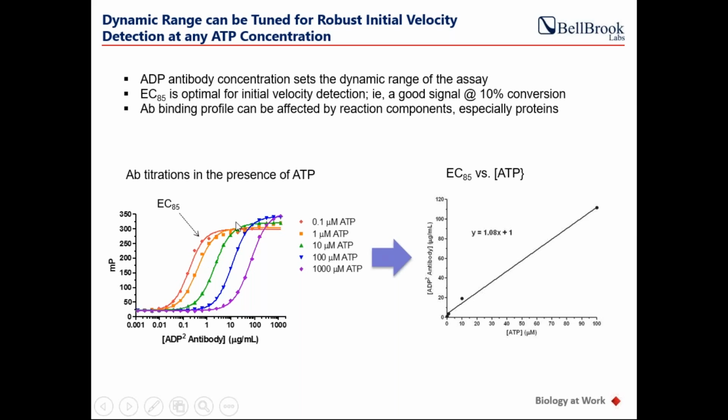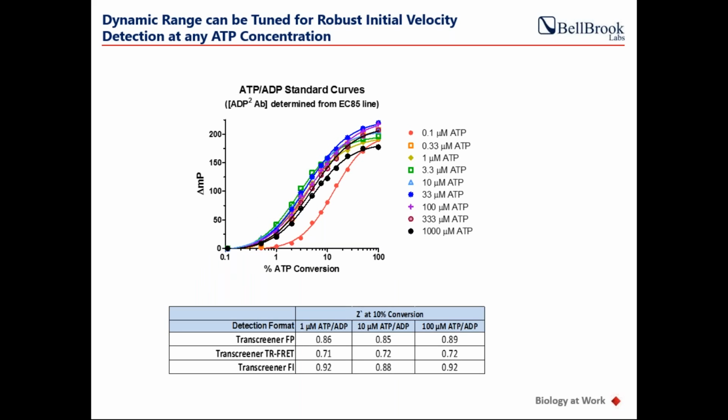85% shift of the maximal shift in the fluorescence polarization value of the tracer, is the best concentration of antibody to use for initial velocity detection. So that's how the assays are set up. And we're going to use that concept of the standard curve again and again.